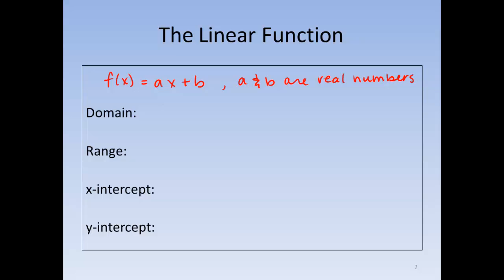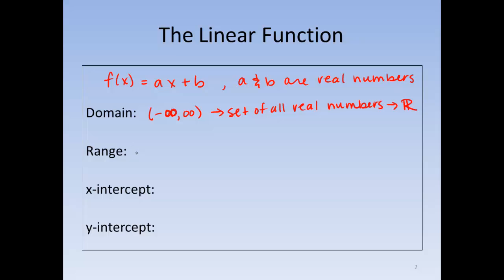Our domain, or the input for our linear function, will be the interval of negative infinity to positive infinity, which was already defined as the set of all real numbers, and we had a symbol for that, and that was the double R. So you may write it as an interval, or we may write it as the set of all real numbers, the double R.